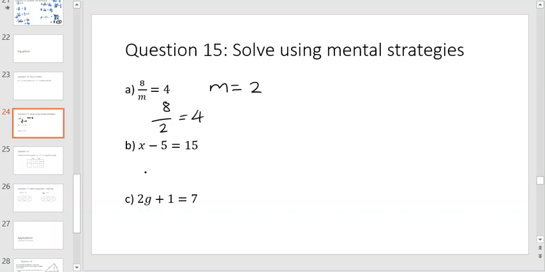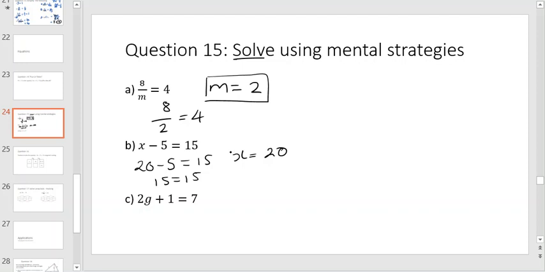True on both sides. B, a number, take away 5 to give me 15. Well, I know if I maybe try 20, take away 5, yep, 20 take away 5 is 15, equals 15. It's true on both sides. So x equals 20. So when it says solve, you must write your final answer like this. m is 2, x is 20, and we can see how it's correct because 15 equals 15.